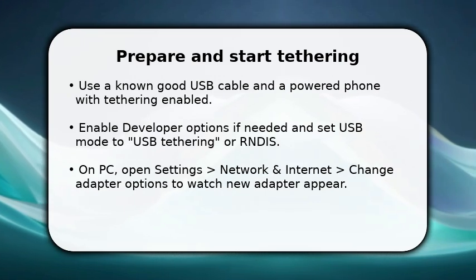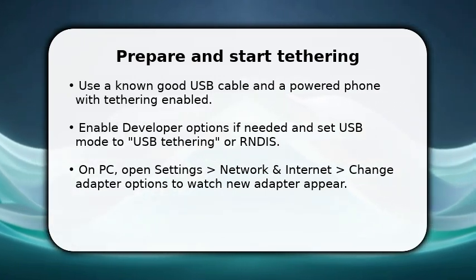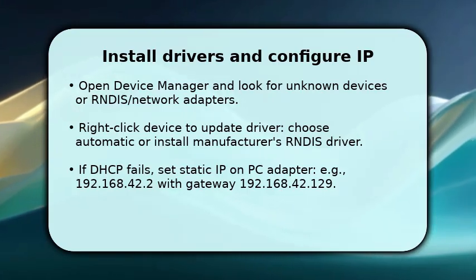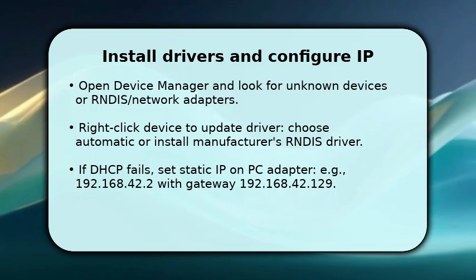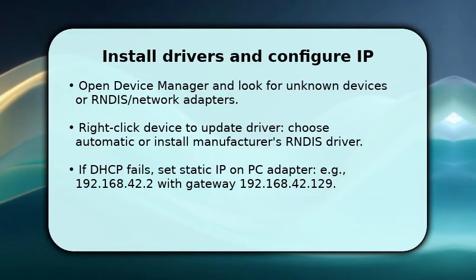Now focus on drivers and addressing so the PC can use the phone's connection. In Device Manager, find any unknown network device or RNDIS adapter and update its driver automatically or point to the phone maker's driver. After drivers install, confirm the adapter is enabled.